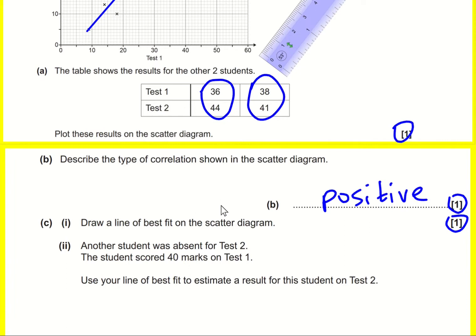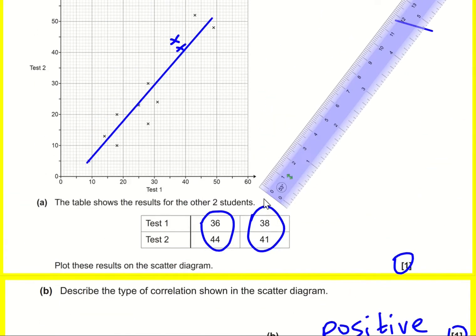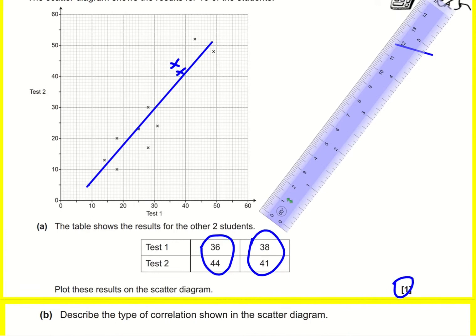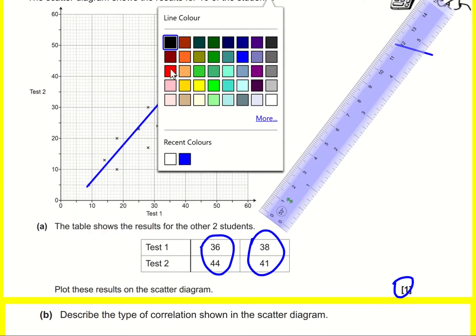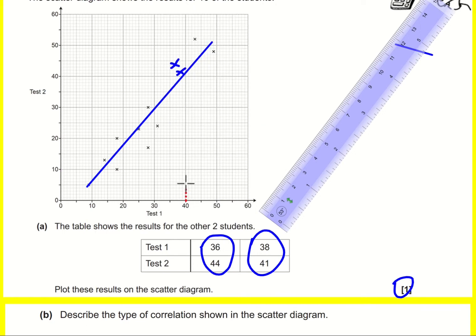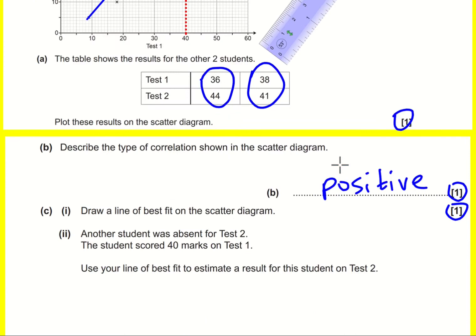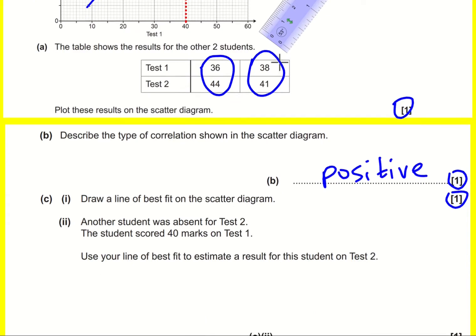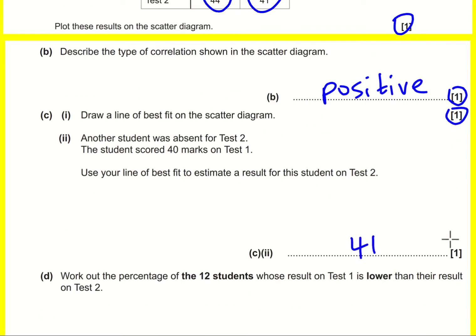So we've got a 13th student now. They're absent from test 2, but they'd scored 40 marks on test 1. Use your line of best fit to estimate the result for test 2. So test 1 is 40. Okay, always good practice to actually draw a line in going up. And I've got it from my scatter graph as being 41. Again, it would be dependent on your scatter graph. So don't stress if you didn't get 41, a range of values would be accepted.